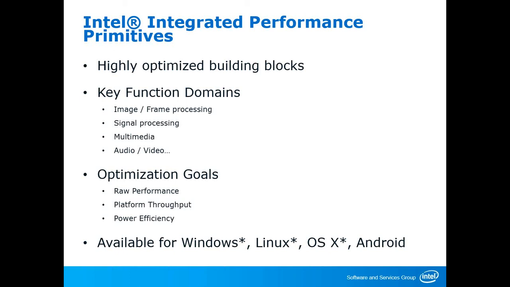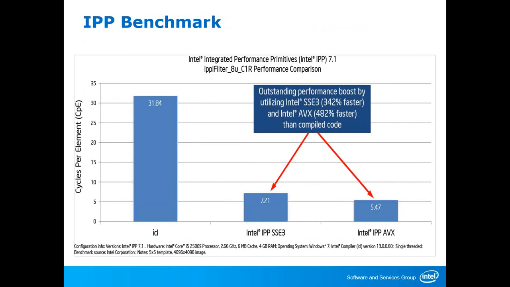Here are some of the benchmarks with IPP. There is a function called IPPI filter _ATU_C1R. So this particular function, when it was compiled with the Intel C++ compiler, by the way, the Intel C++ compiler already optimizes your code to run faster on Intel-based devices. So when this function was compiled using the ICL or the Intel C++ compiler, you can see that it took almost 31.8 cycles to execute.